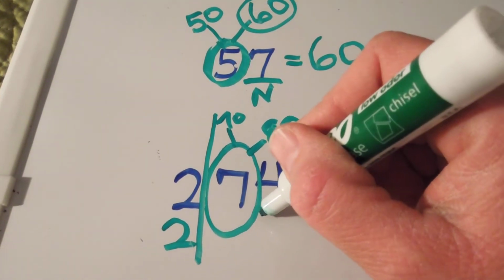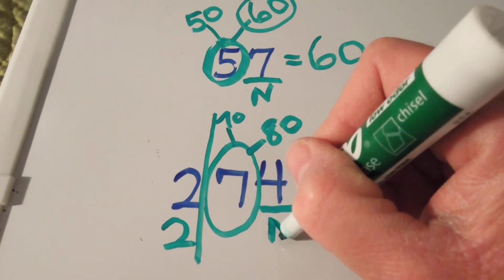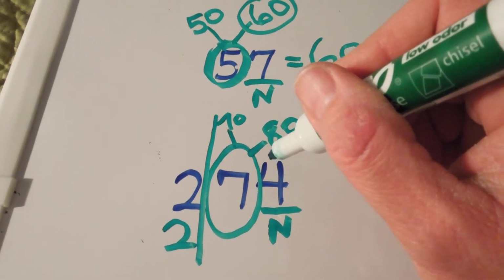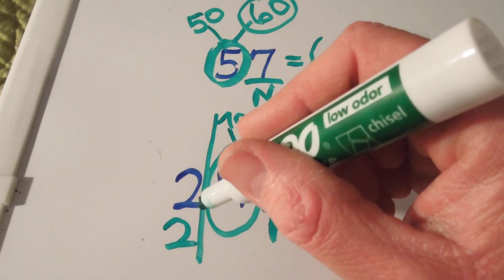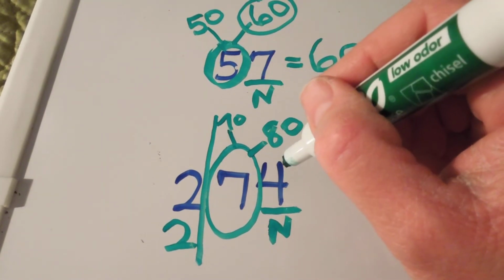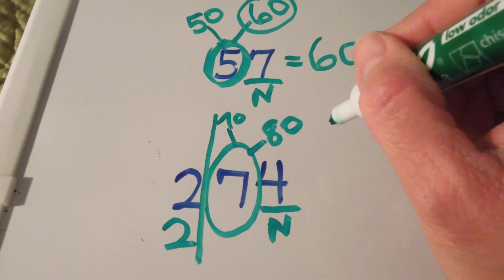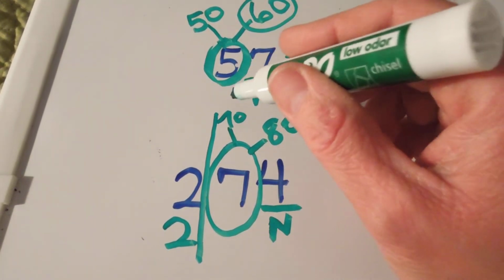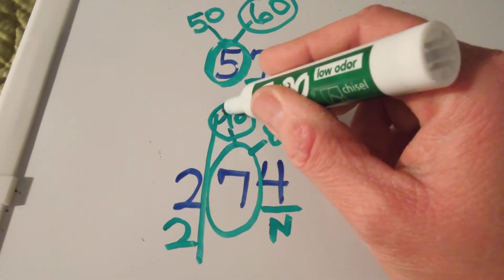Now we look at the neighbor to decide what we are going to round it to. I'll put n for neighbor. Remember the rule, if it's 4 or lower, you round it lower. If it's 5 or higher, you round it higher. So this number's on the low side, so we'd round this to 70.